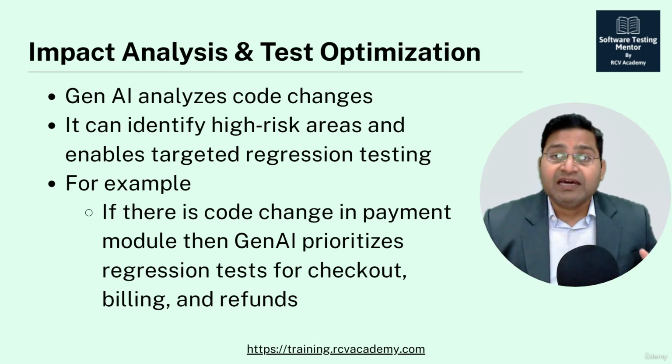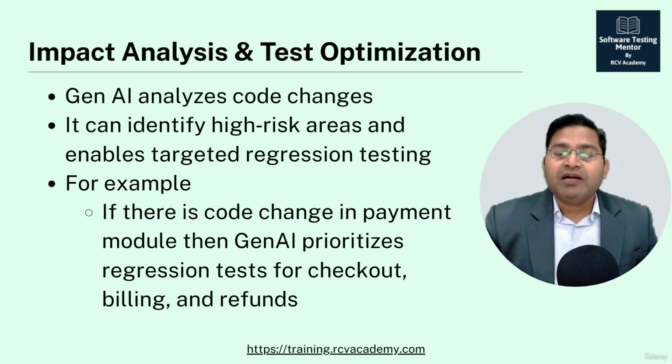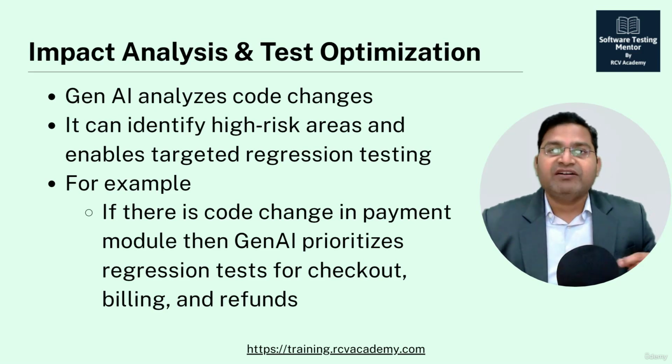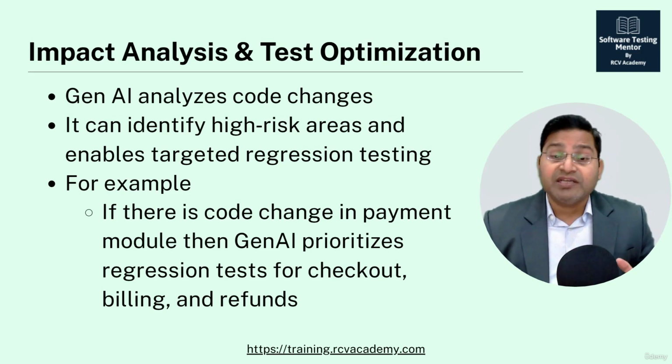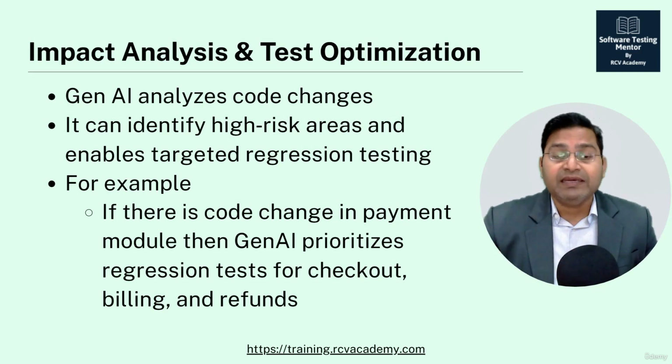Gen AI can analyze the code changes. It can identify high risk areas and enable targeted regression testing, as I briefly covered in the previous slide. For example, if there are code changes in the payment module, then generative AI prioritizes regression test cases for the checkout, billing and refund.